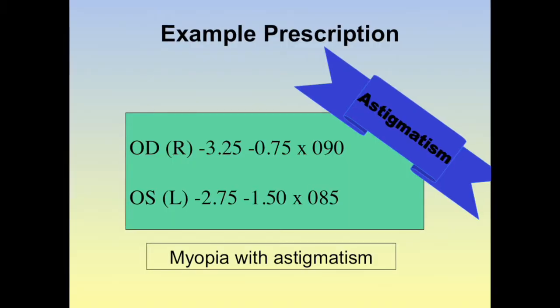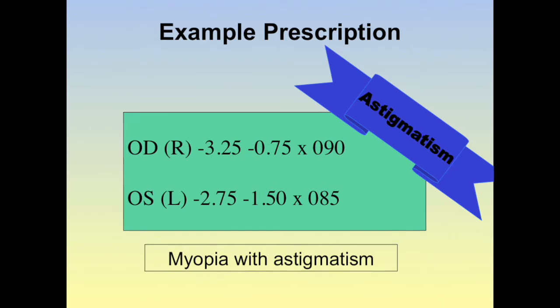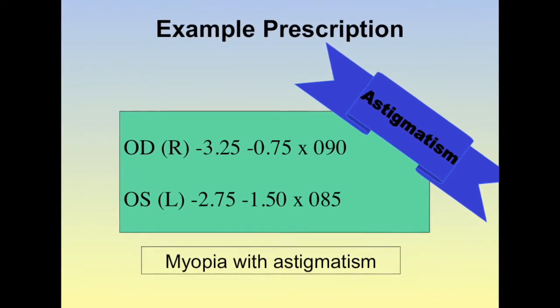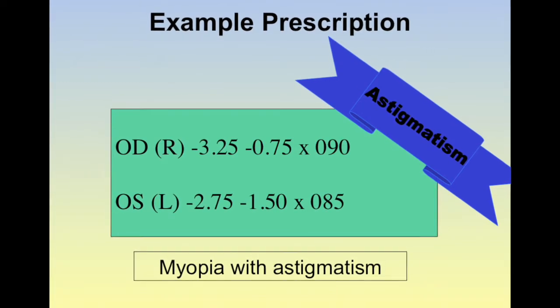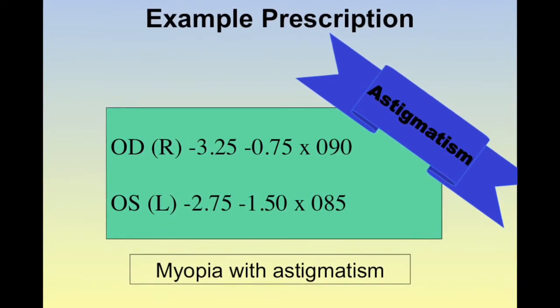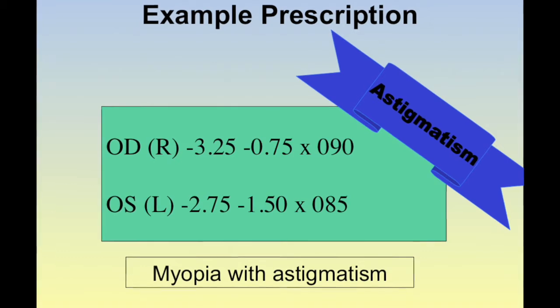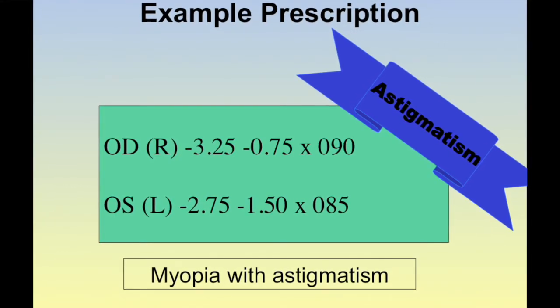In this example of myopic astigmatism, now we see minus signs for the sphere. Same amount of astigmatism, but now the axis is 90 in the case of the right eye and 85 in the case of the left eye. So the orientation is different.